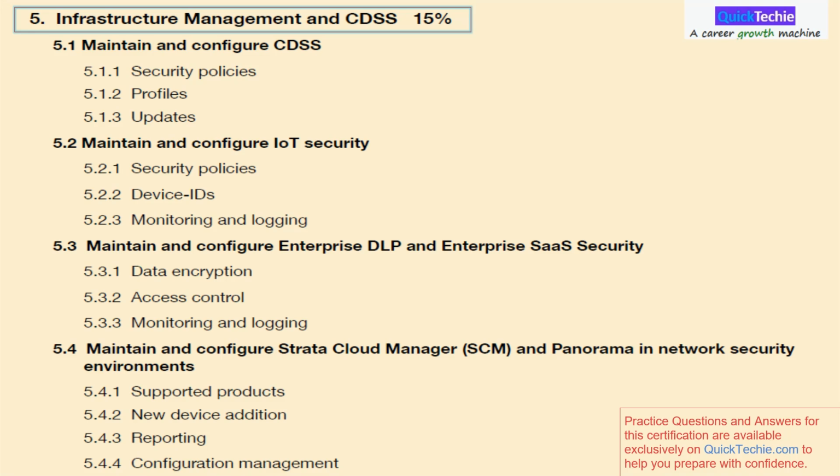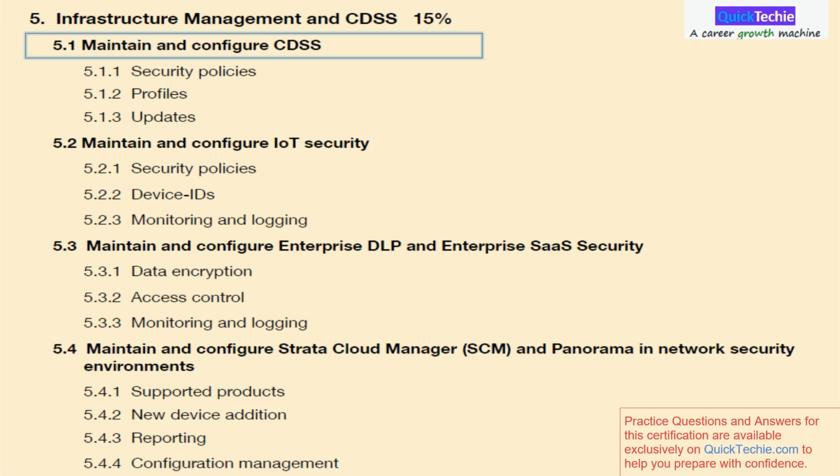Let's delve into Section 5, Infrastructure Management and CDSS, which accounts for 15% of the certification. 5. Infrastructure Management and CDSS, 15%. This section focuses on your ability to manage and maintain the essential supporting elements of your Palo Alto Networks security infrastructure, including their cloud-delivered services. 5.1. Maintain and configure CDSS.